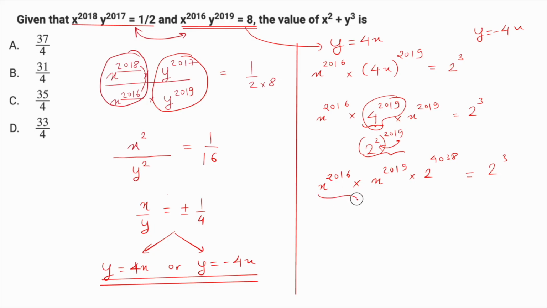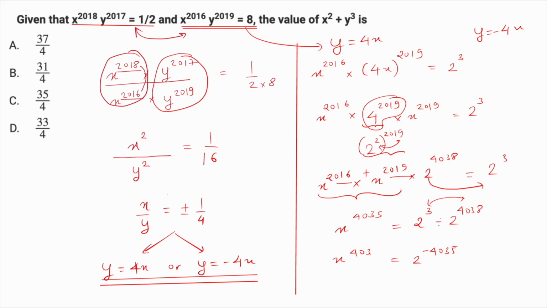Now for these two terms, I can use the first law of indices. A raised to m into a raised to n will be a raised to m plus n. So powers get added. 2016 plus 2019 will give me the sum 4035 is equal to, take the 2 raised to 4038 on the right hand side. The right hand side is 2 raised to 3 divided by 2 raised to 4038. Here again the powers get subtracted. So the right hand side is actually 2 raised to minus 4035, and the left hand side is x raised to 4035.